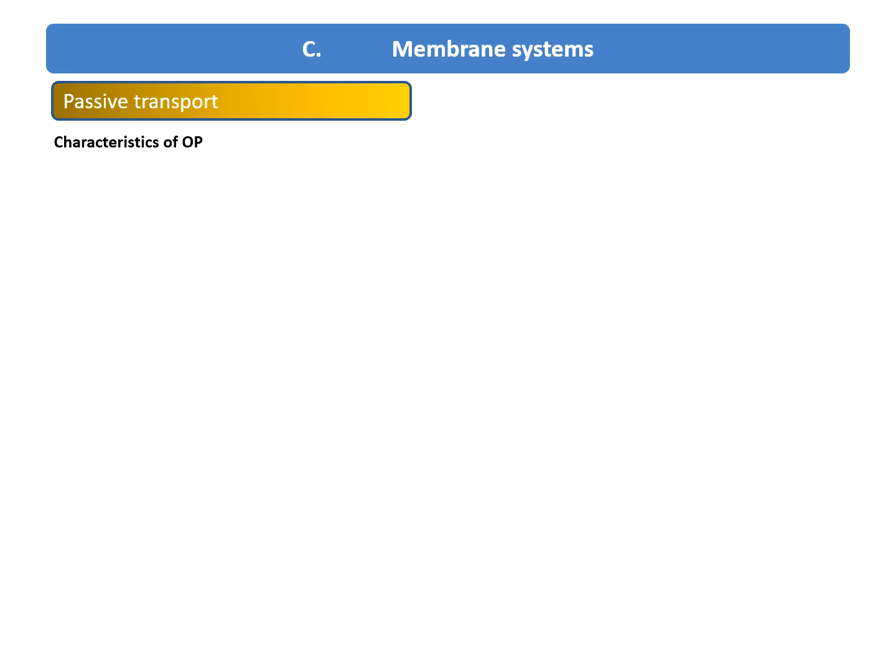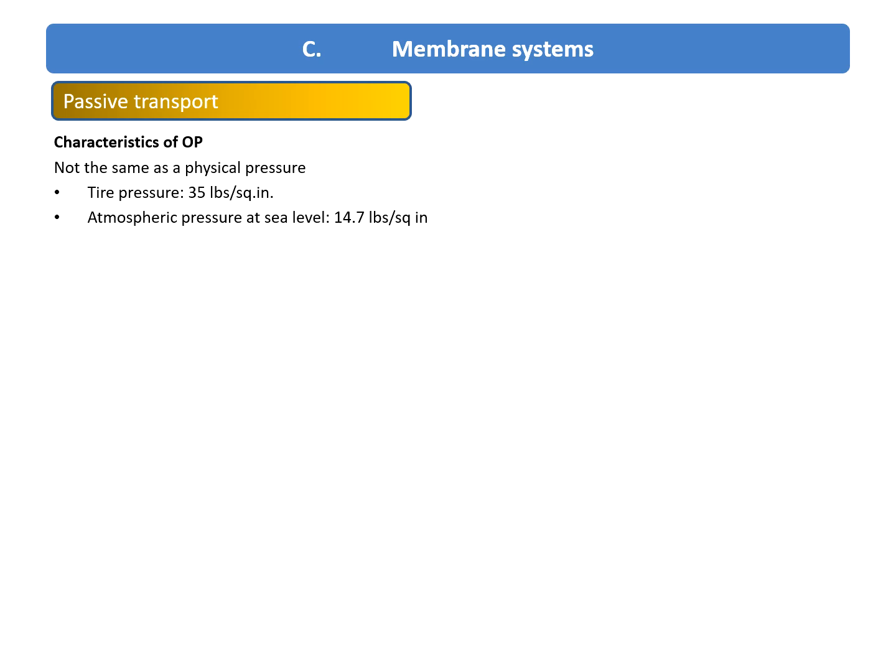Let's look at the characteristics of osmotic pressure. Osmotic pressure is not the same as a physical pressure. For example, a tire may have pressure of 35 pounds per square inch. That means the air in the tire is pushing against the wall of the tire at 35 pounds for every square inch of surface. Atmospheric pressure at sea level is 14.7 pounds per square inch. So every square inch of your body has 14.7 pounds of air pressure. Of course, you're pushing back at the same pressure, so you don't notice the difference.